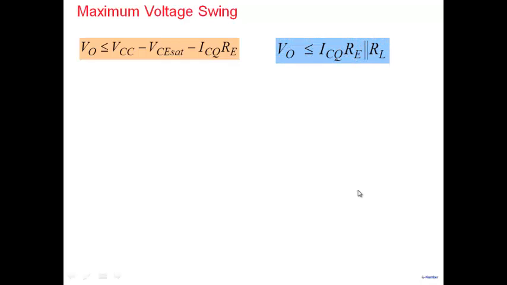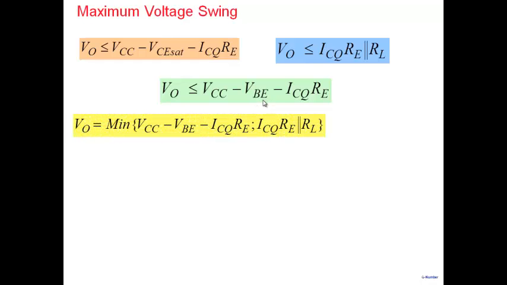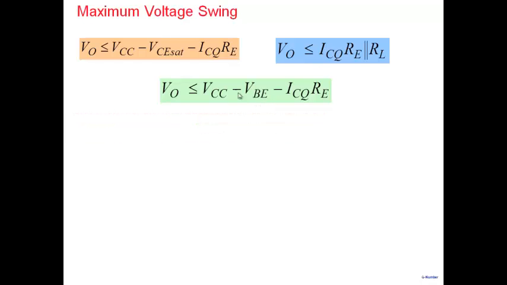So let's look at maximum voltage swing then, as we said, is determined by these two considerations. V0 is less than or equal to ICQ RE parallel RL, and V0 is less than or equal to either this term here, VC sat, or VBE here. Now, let's look at these two terms. Suppose that this is important and this is important here.